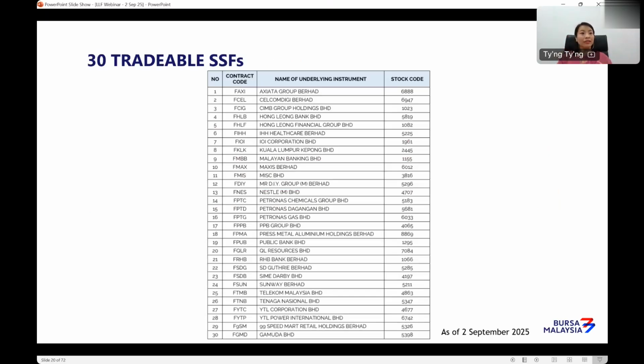These are all the 30 tradable stocks as of today. I screenshot the whole list, but later I will let you know where you can find it. For example, you can see Axiata Group, where the F stands for futures, so FAXI is the short code for the futures itself. Like CIMB, FCIG. IOI Corporation Berhad, FIOI. Maxis Berhad, FMAX. So these are all the 30 tradable SSF as of 2nd of September.